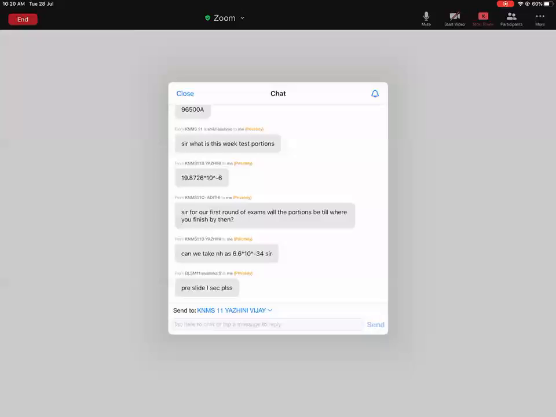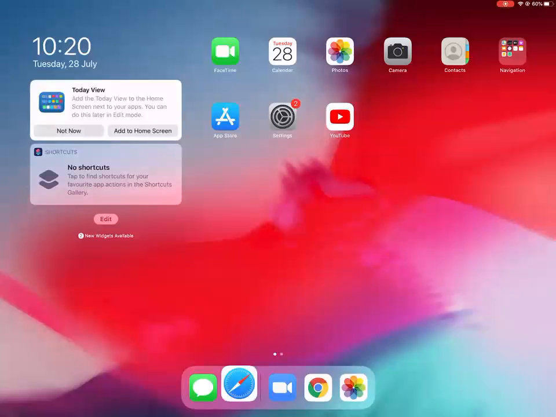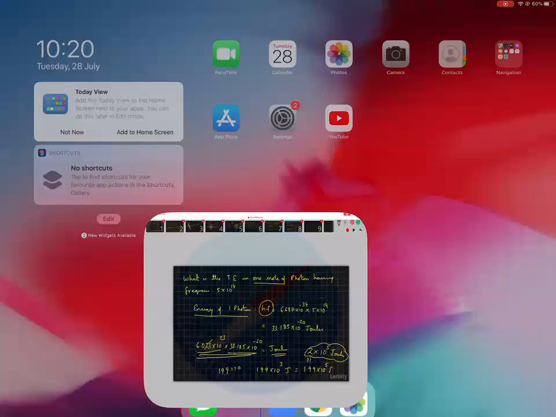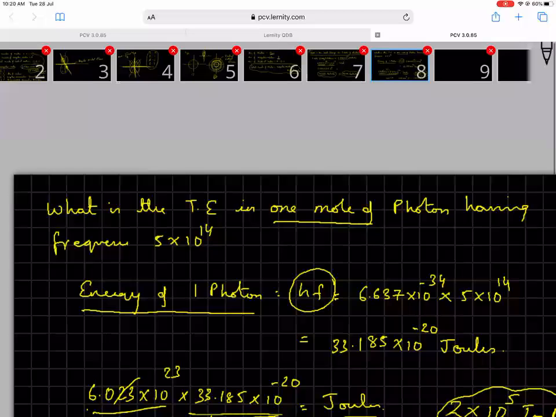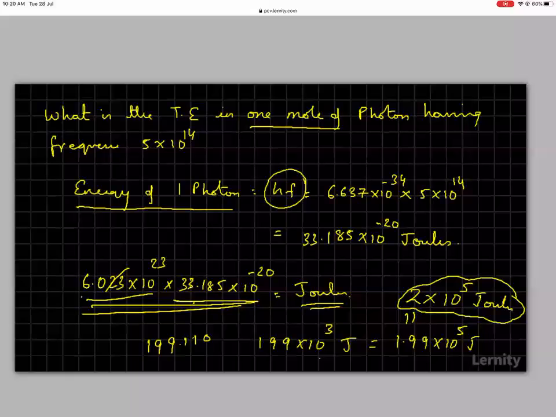The first round of exams will be happening this month. By around 2 weeks from now, you will be having exams. This week's test portion is full atomic structure. Notes, everything will come. Okay, so this one is over.